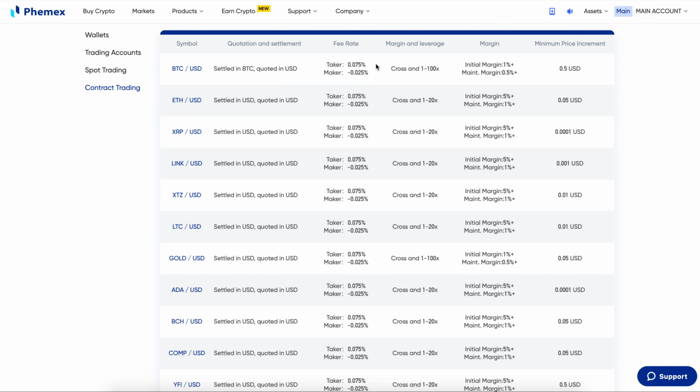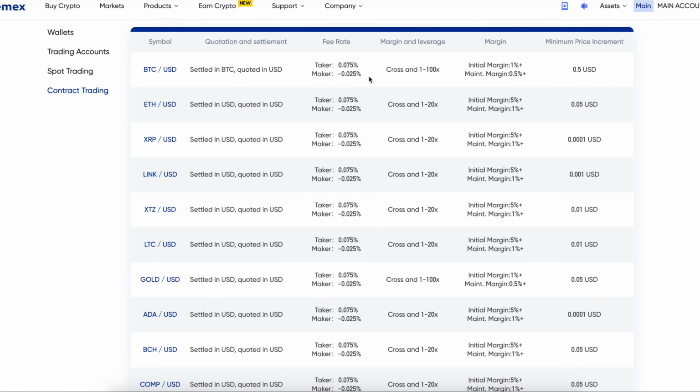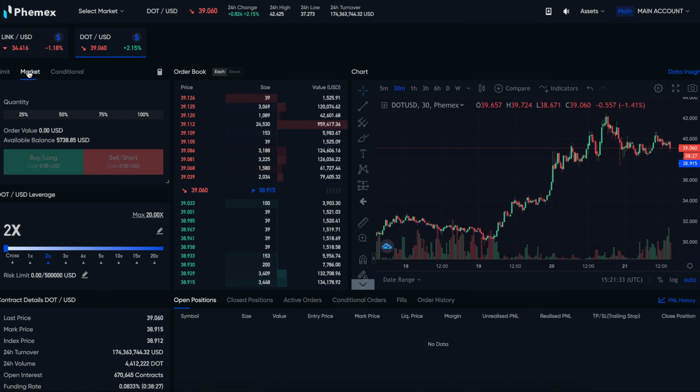If you are the taker, if you put the market in, but if you are the maker, or you're essentially doing a limit order, you actually get a negative 0.025% fee, which means you're actually rewarded for providing liquidity. So you have to decide which one you want to use. Obviously, using the market is better if you want to get in instantly. So let me just actually show you how that would work.